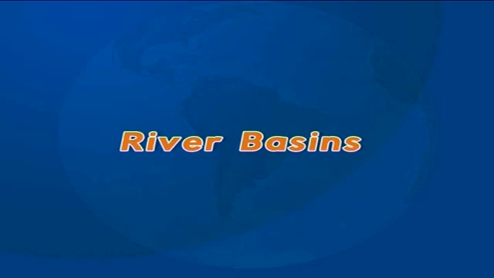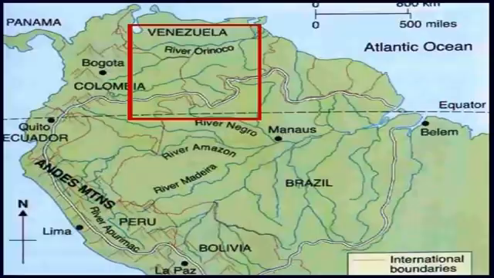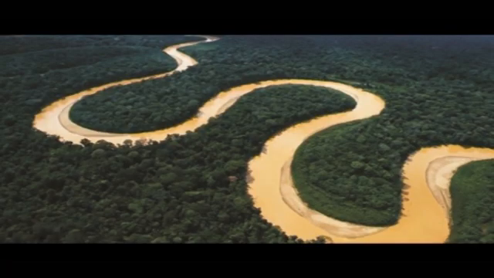River basins. South America has three important river basins, the Amazon, Orinoco, and Paraguay-Parana. The Amazon River basin has an area of almost 7 million square kilometers, making it the largest watershed in the world. The basin, which covers most of northern South America, is fed by tributaries from the glaciers of the Andes.